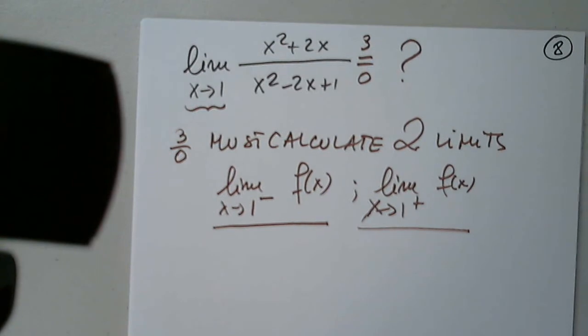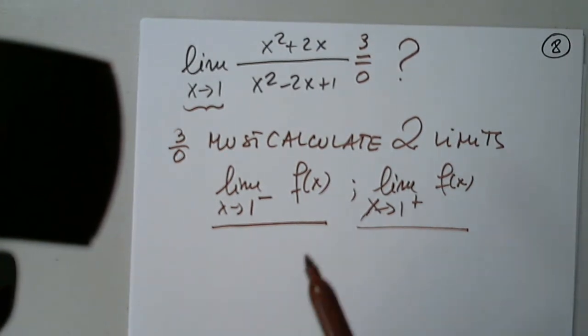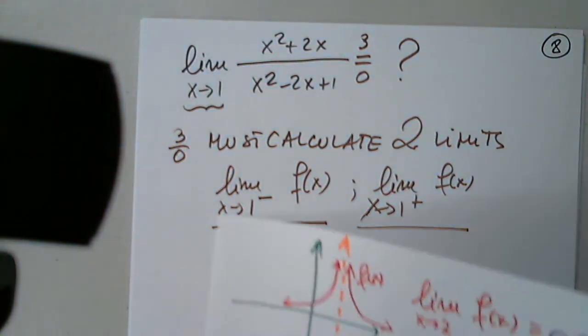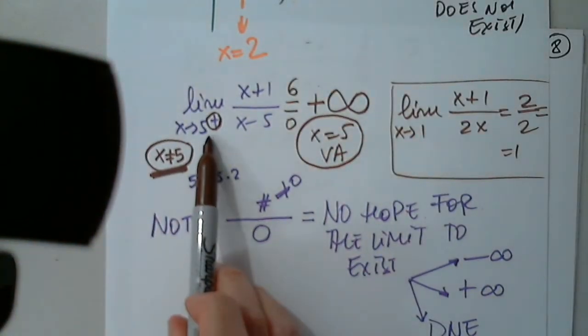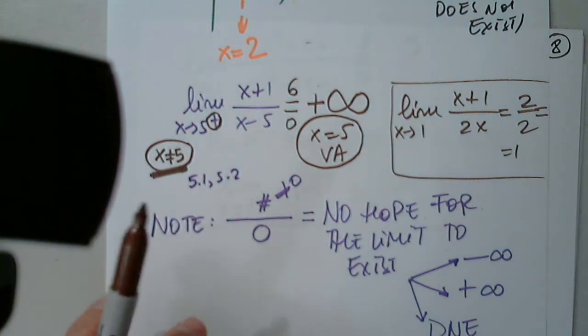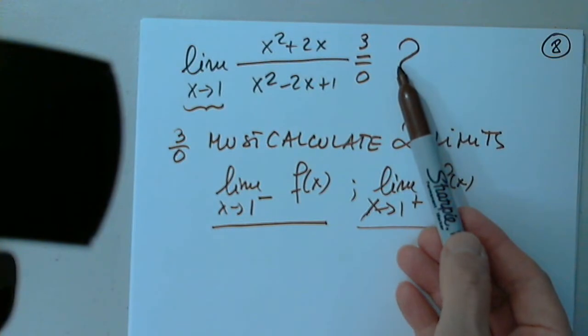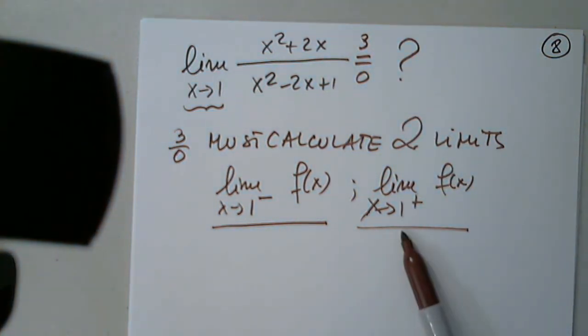You're paying attention. I'm very proud of you. Thank you. So why do I need to do this? Because the limit is from either side. Not a simple one just from the right or just from the left. Because it's from either side, I don't know what to write. I have to investigate both limits.